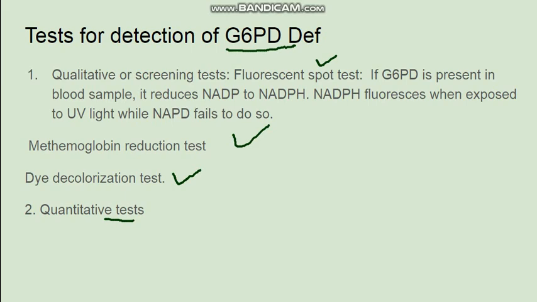Now what is the fluorescent spot test? Just briefly: whenever G6PD is present in the blood sample, as in a normal person, it causes a conversion of NADP to NADPH, which we understood. Now NADPH fluoresces in the presence of UV light. So in this test we use some reagents so that the fluorescence is seen. If fluorescence is not seen or is decreased, we can say that there is G6PD deficiency.